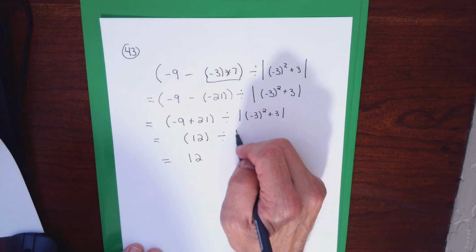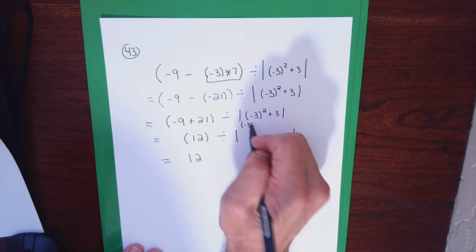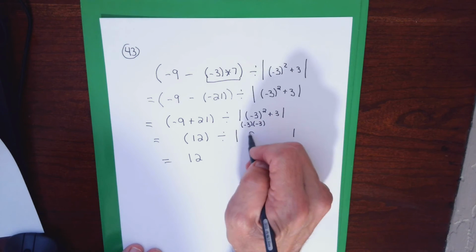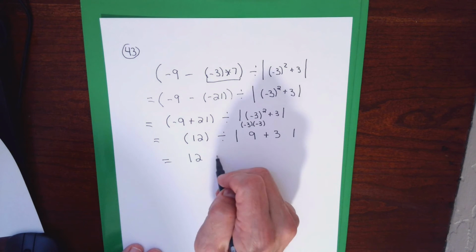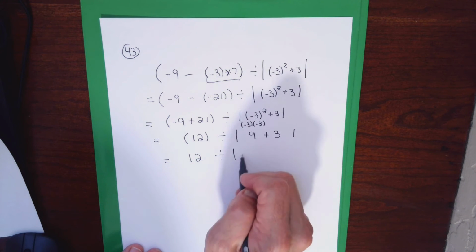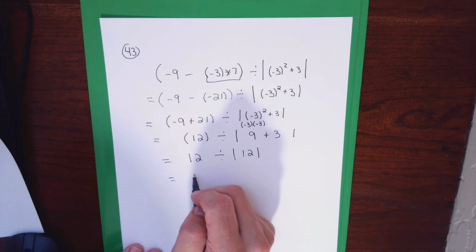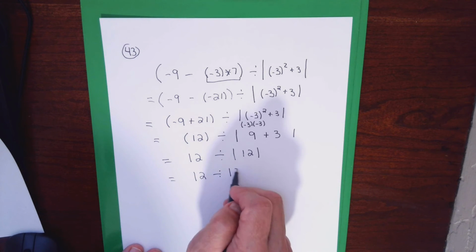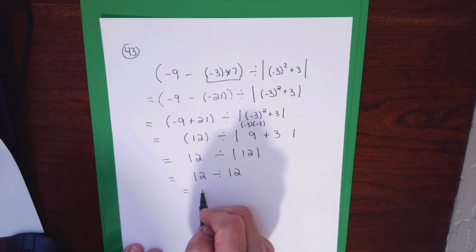Now I'm going to start working on that absolute value. Inside the absolute value, I need to do the exponent before the addition. The exponent is -3 times -3, which is +9. After I get rid of the exponent, I could do the addition of 9 plus 3 and get 12. And then the absolute value of any number is just that number made positive. If it's positive already, I can just drop the absolute value signs. And now 12 divided by 12 is just 1.